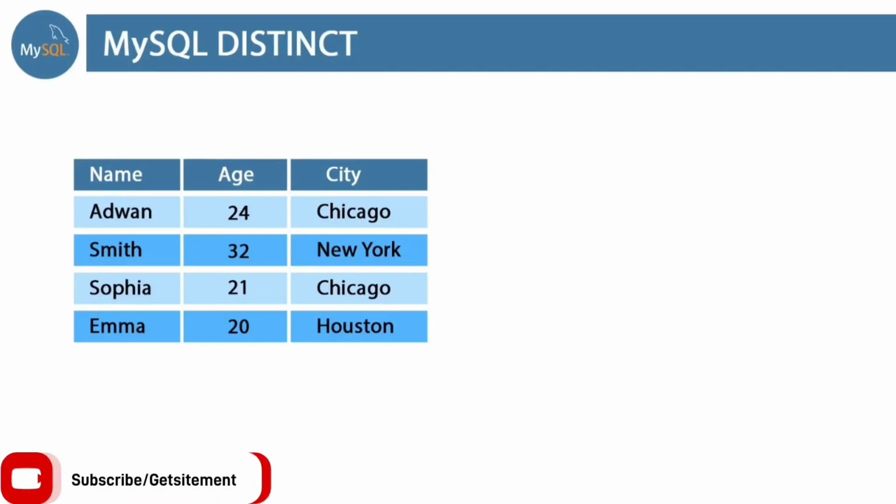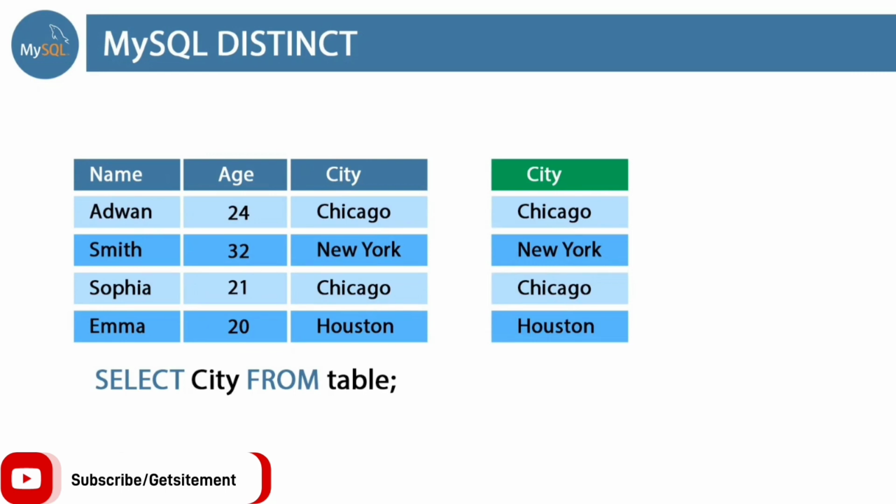Here you can see a similar table. And now I want to extract all the city names from this table. If I type select city from table, then it returns this kind of table. If you notice, you can see it prints Chicago City twice. So this command returned the city column as it is.